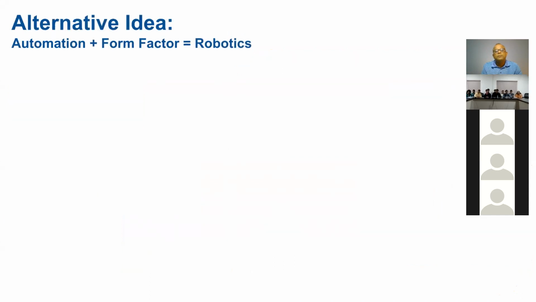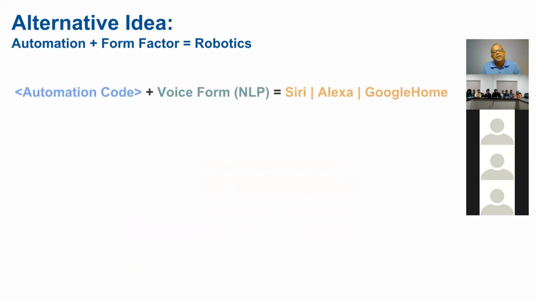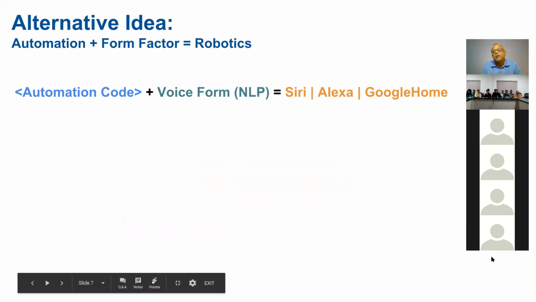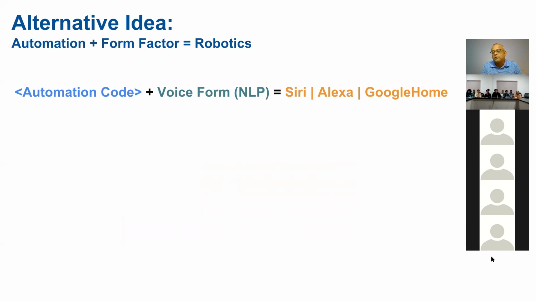Okay. The other way to think of robotics is, at the end of the day, robotics is nothing more than automation of some sort, right? But that automation is made available through various form factors. So the other way I typically like to explain robotics is it's automation plus form factor mixed together. A good example is some automation code which is invoked through your natural language in the form of a voice form factor, which gives birth to robotics realization in the form of Siri or Alexa or Google Home.